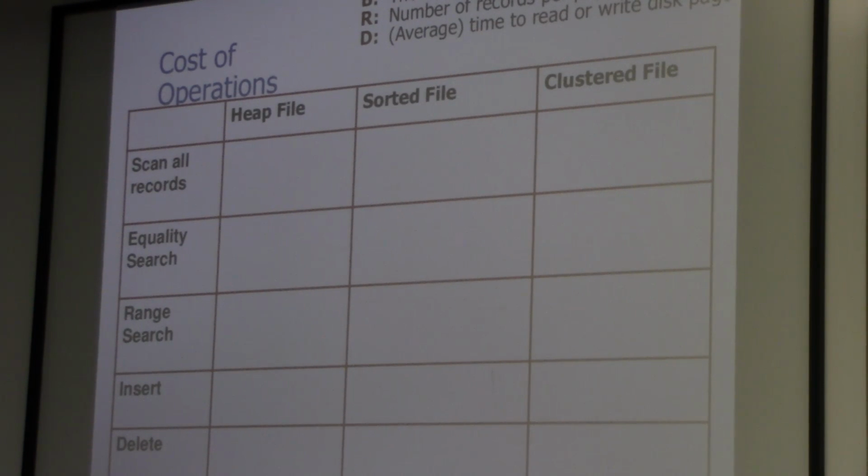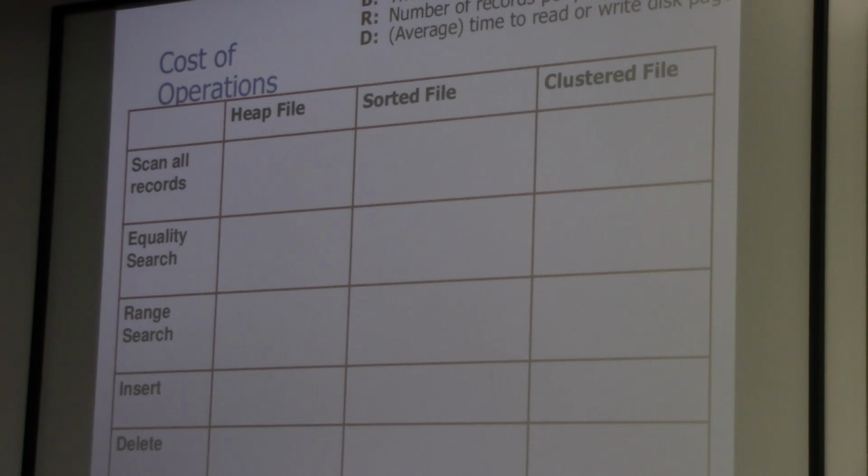Of course, another assumption in our analysis is that the buffer is empty to begin with. We ignore the effect of buffering. In all the analysis here, we assume the buffer is empty, or you can assume there's a very small buffer. The effect of buffer is negligible. So what's the cost of scanning all records from a heap file? If you have B pages in the heap file, what's the cost of scanning all records?